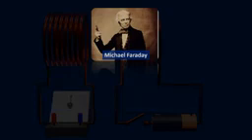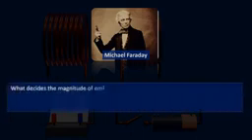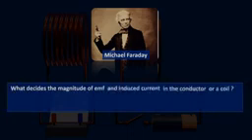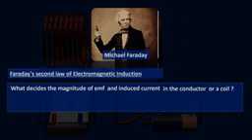But Faraday's first law of electromagnetic induction only talks about the induced EMF and current. It does not explain what decides the magnitude of EMF and induced current in the conductor or a coil. Therefore, to answer this question, Faraday gave the second law of electromagnetic induction. So now let's try to understand Faraday's second law of electromagnetic induction.